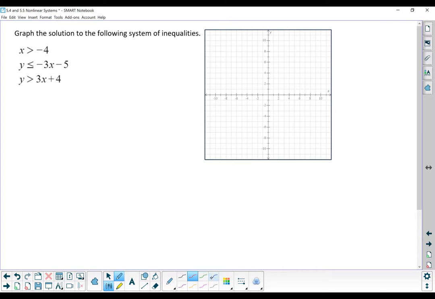Okay, here's another one to practice. X greater than negative 4. So that's a vertical line here, dashed. Greater than means we're going to be shading to the right. We have y is less than or equal to negative 3x minus 5. So here's our intercept of negative 5, and our slope is negative 3. And this one is going to be a solid line.